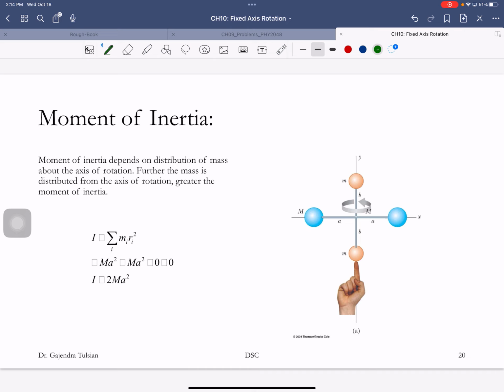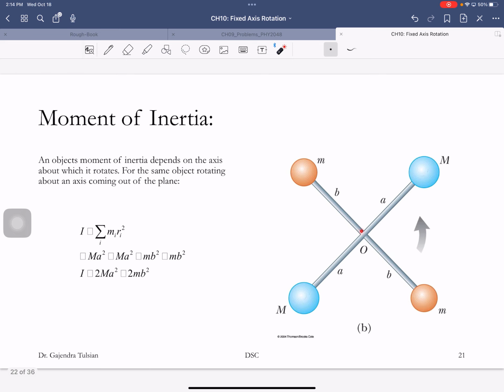So how many moments of inertia can an object have? Infinite. It depends on what axis you're calculating the moment of inertia about. So we'll illustrate that for this object. If you calculate the moment of inertia about this axis, the moment of inertia is each mass times the distance from the axis of rotation squared. These two do not contribute because r is 0 for them. Only these two objects contribute, and the moment of inertia is I equal to 2ma squared.